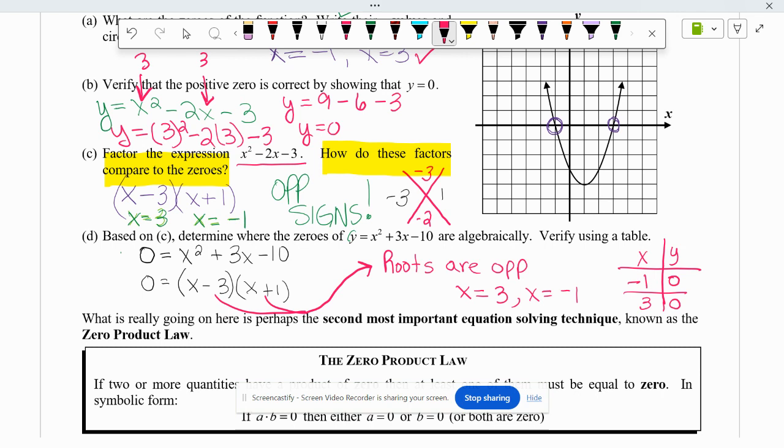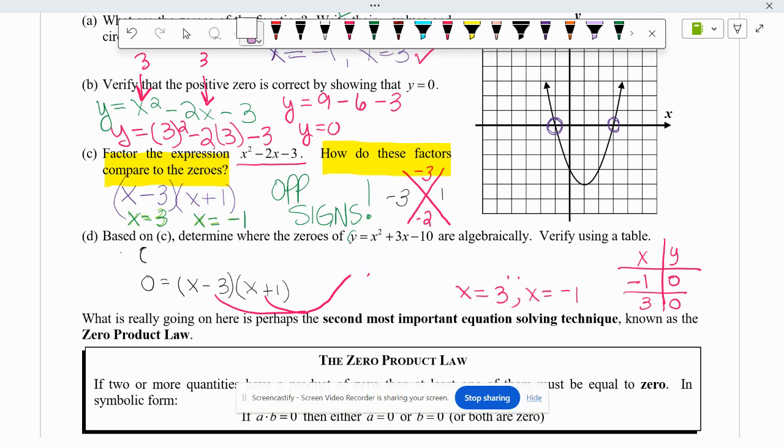Oh, I'm doing the wrong equation. I'm sorry. I just copied this. This gave us a whole new function. I didn't even see that. Did you guys see that it changed the function?